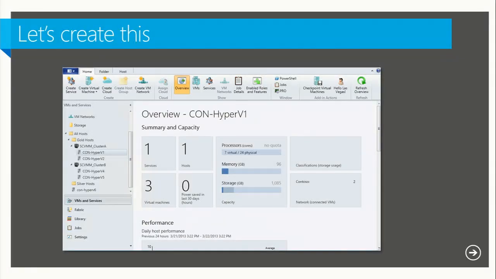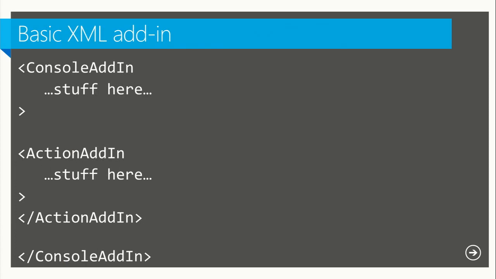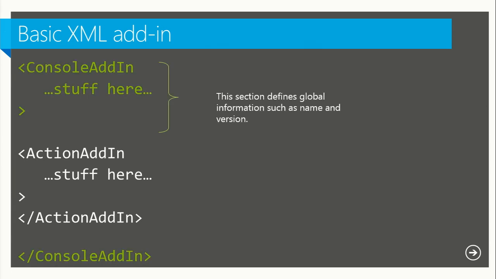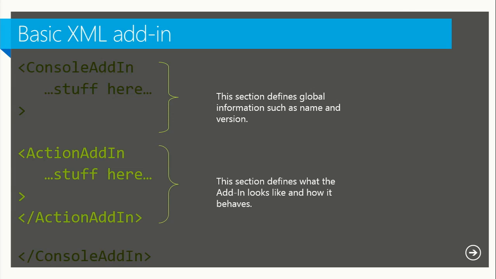So let's talk through creating this one. This is the one you actually saw earlier. It's the Hello Las Vegas, slightly different than Hello World, and you can notice it's an add-in actions area. XML add-ins have two major pieces to them. There's this top level, which is the console add-in, and this defines global information, like name, version, things that don't change. And then the second part of the XML defines what the add-in looks like, where it shows up, and how it behaves.